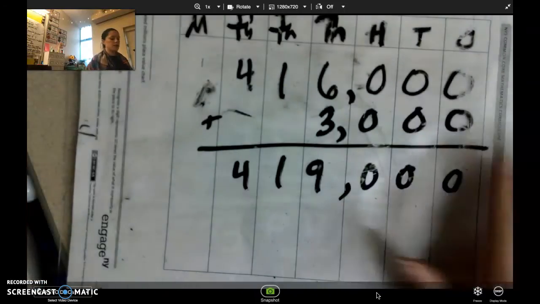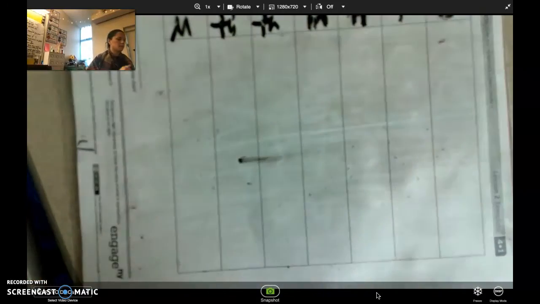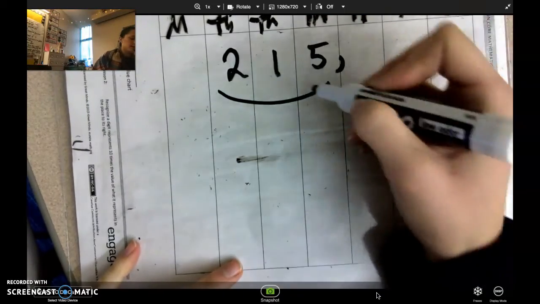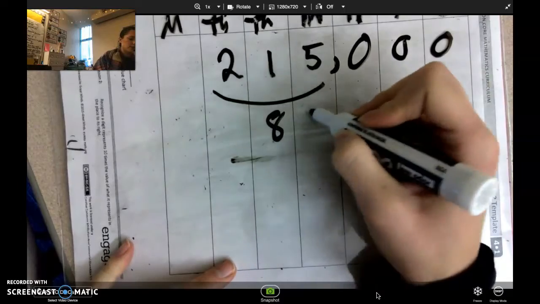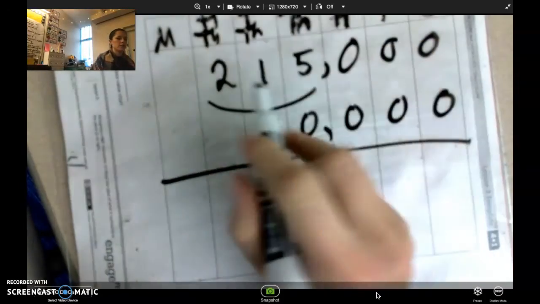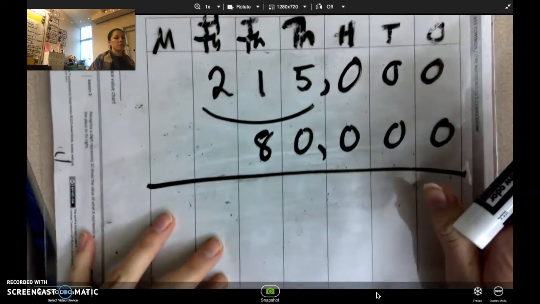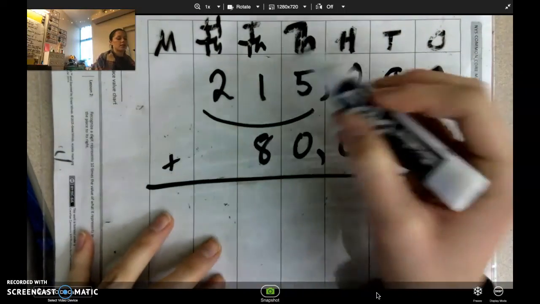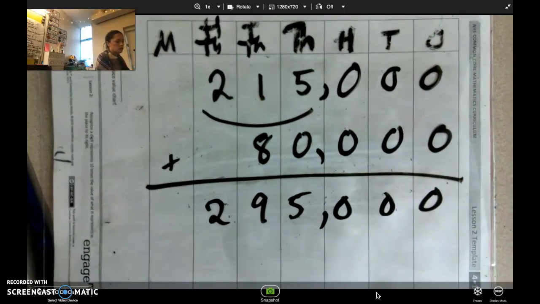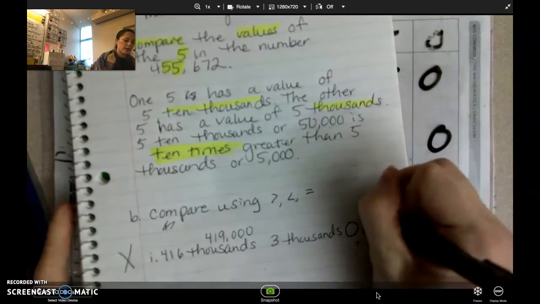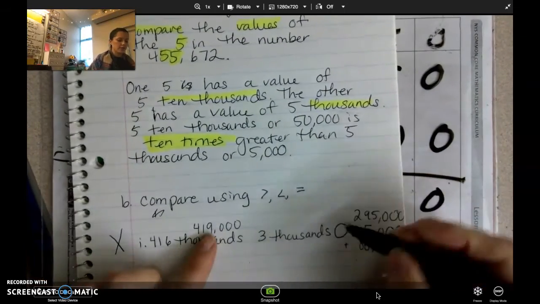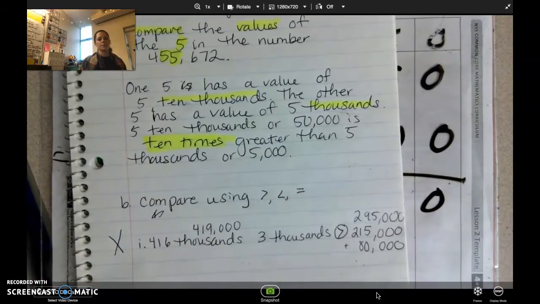Next, I have 215 thousands and 80,000. So moving from expanded to standard, and that's nice and easy. I know all I have to do is make sure I put my digits and my numbers into my place value chart correctly, and then I can just add them. Again, I now write 295,000. And now it's nice and easy when I'm comparing these numbers. I can see that 419,000 is clearly greater.